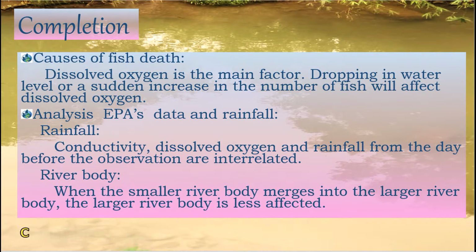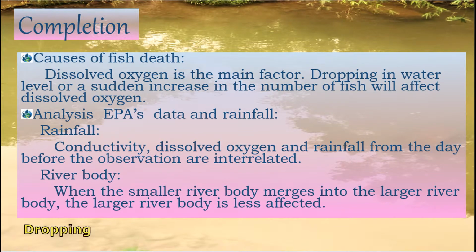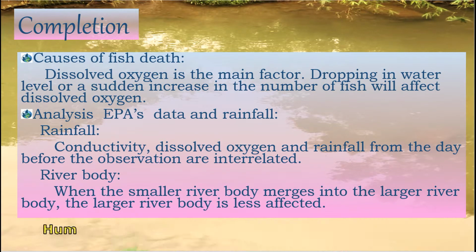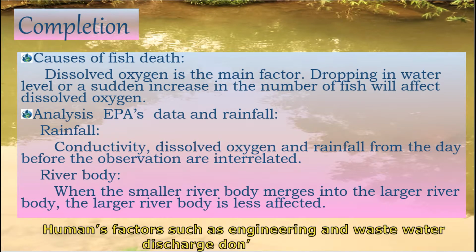Conclusion. Causes of fish death. Dissolved oxygen is the main factor. A drop in water level or a sudden increase in the number of fish will affect dissolved oxygen. Human factors such as engineering and wastewater discharge don't affect it a lot.